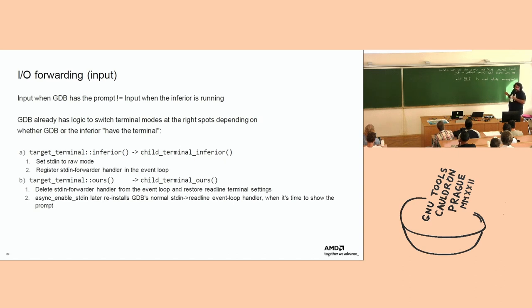Thankfully, we already do this inside GDB. We don't do that, but we have all the spots that need to do that. They already call this function, give the terminal to the inferior, or make it ours. So we just need to do other things inside these functions when we have this mode working.